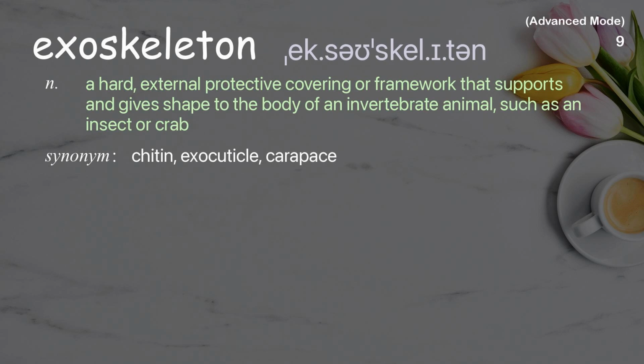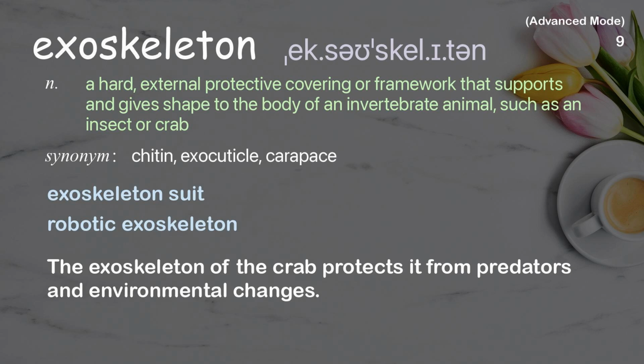Exoskeleton. A hard, external protective covering or framework that supports and gives shape to the body of an invertebrate animal, such as an insect or crab. Examples: Exoskeleton suit. Robotic exoskeleton. The exoskeleton of the crab protects it from predators and environmental changes.